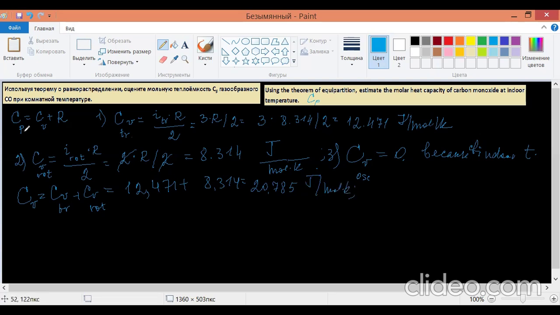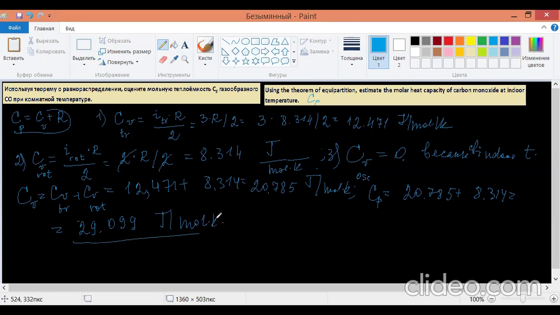And now using the Mayer equation, we can compute the value of C sub P. C sub P is equal to 20.785 plus 8.314, and it's equal to 29.099 joules per mole per Kelvin. And this is the value which is very close to the one which you can find in any reference book for this substance. That's it.